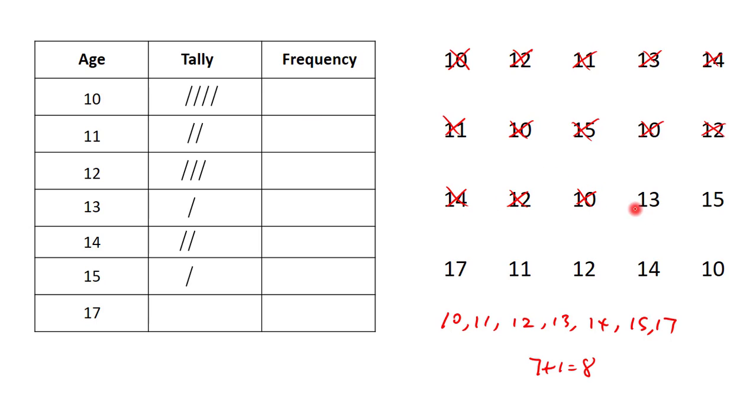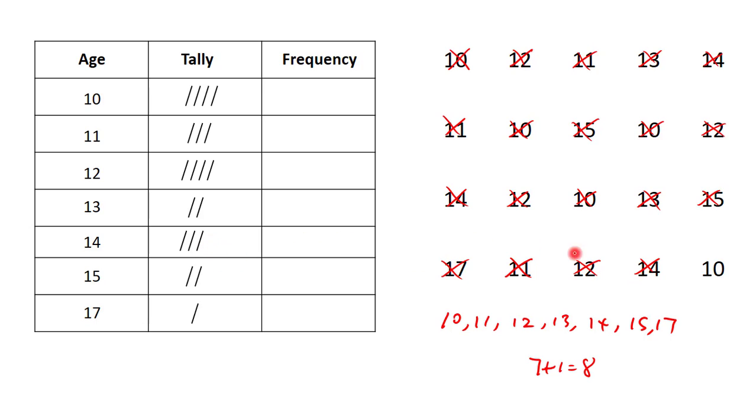The next one is 13. So 13 will have another stroke here. The next one is 15. So 15 will have another stroke. The next one is 17. So 17 will have 1 stroke. The next one after that is 11. So 11 will have another stroke. The next one is 12. So 12 will have another stroke here. The next one is 14. So 14 will have another stroke.